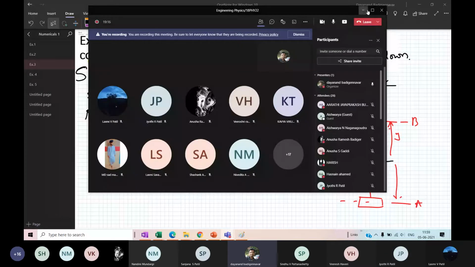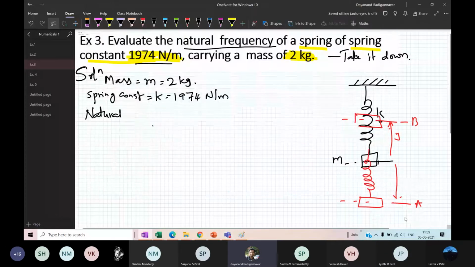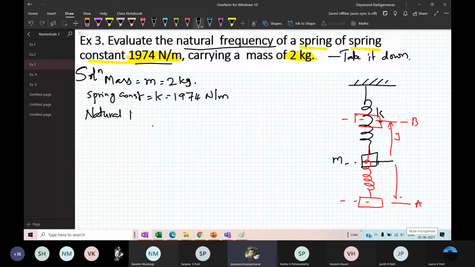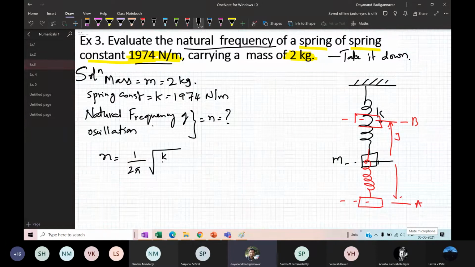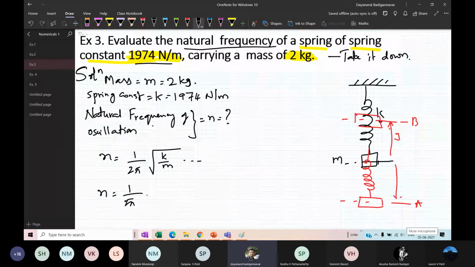Okay, evaluate the natural frequency of oscillation. So n you have to find. What is the value of n? We know that the natural frequency n is given by 1 upon 2 pi into root of k by m. So this is the equation you have to find. You have to substitute k as well as m. Therefore, n is equal to 1 upon 2 pi into root of k.